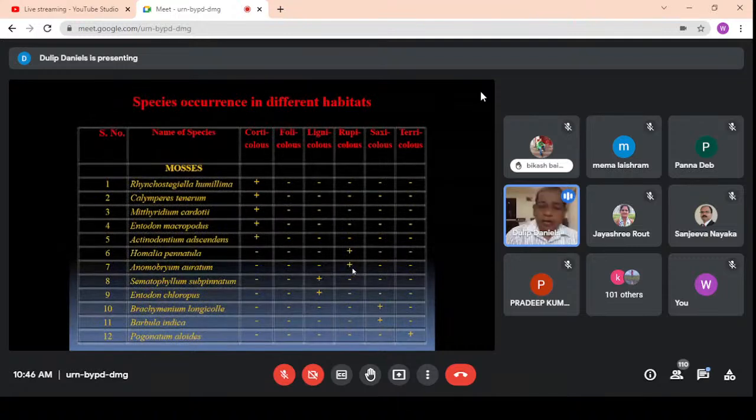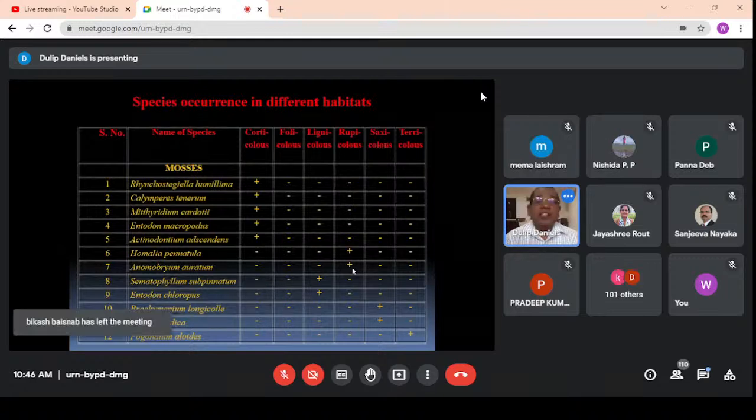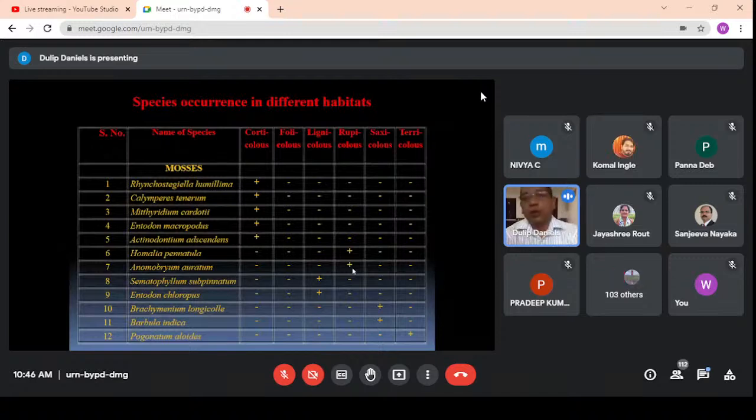Okay. Now, the species occurrence in different habitats, because Western Ghats is blessed with almost 5 types of forests where the species occur in different habitats such as corticolous form growing on barks, foliicolous growing on leaves, lignicolous growing on logs, rupicolous on rocks, saxicolous on walls and stones, and terricolous on soil.